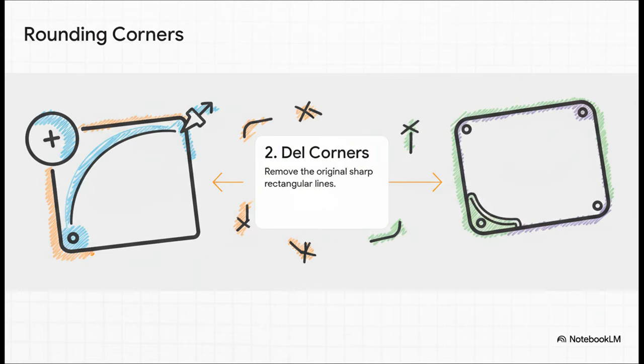And for that really polished look, let's round off the corners. We'll use the Arc tool, using our mounting holes as a center point. After that, it's simple. Just delete the old sharp corners and connect the new arcs with straight lines. And just like that, our boring rectangle is now a much more professional-looking board.